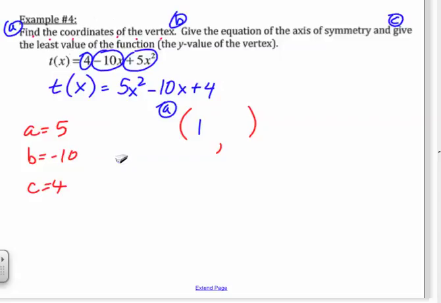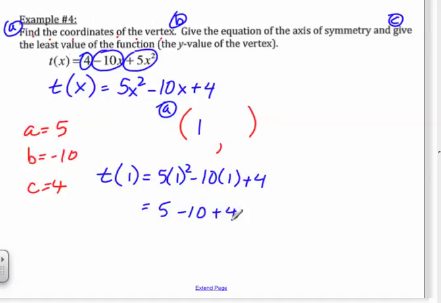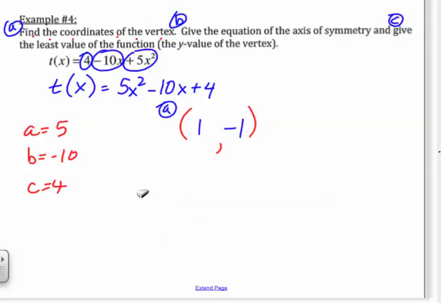The y is going to be t of 1, right? So 5 times 1 squared minus 10 times 1 plus 4. T of 1 is going to equal 5 minus 10 plus 4. 5 minus 10 is negative 5 plus 4 is negative 1. So the y value of the vertex is negative 1. And if I were going to graph it, I'd go ahead and plot that thing. But I'm not graphing. Okay. The vertex is negative 1. I'm sorry. The vertex is 1, negative 1.